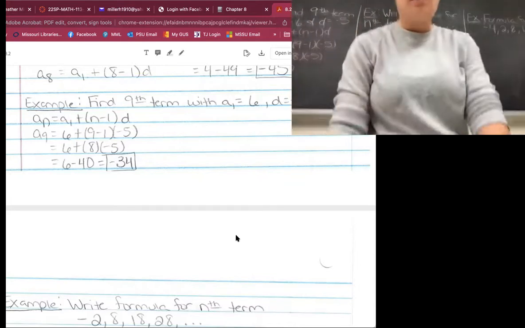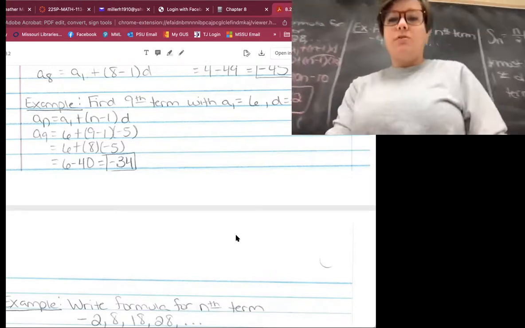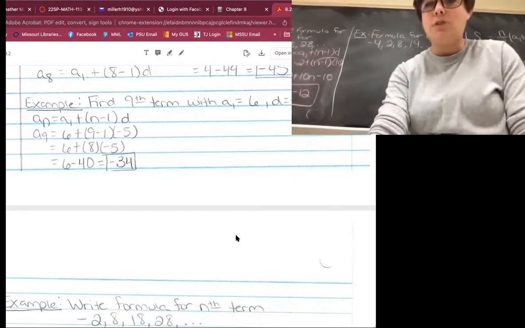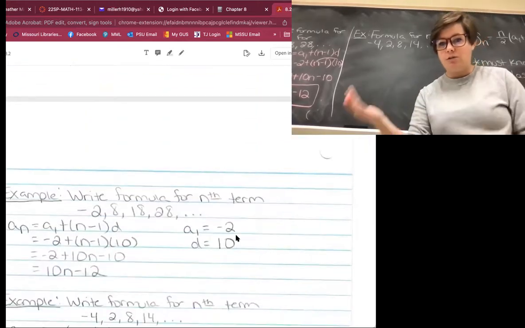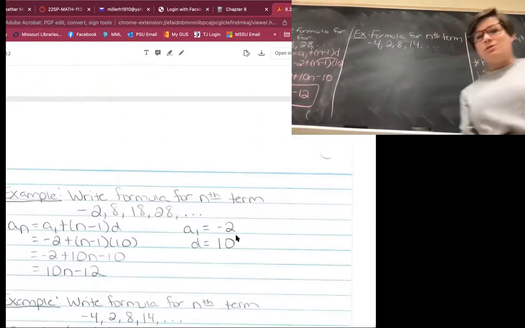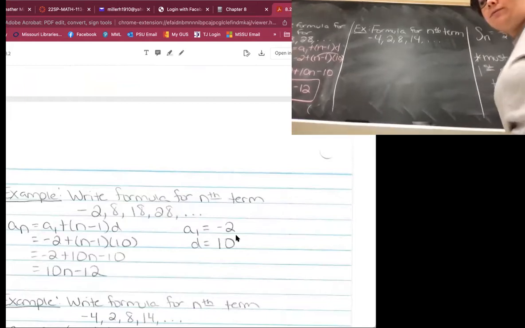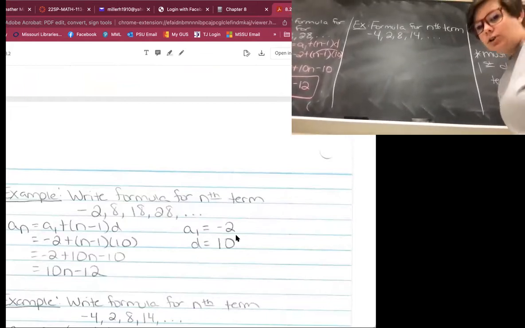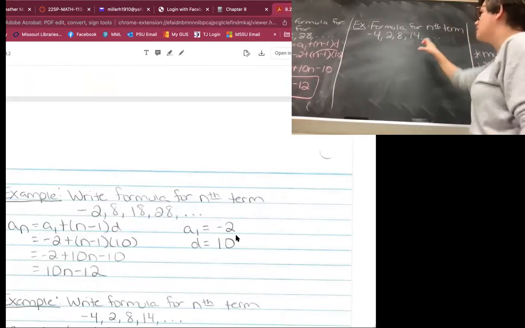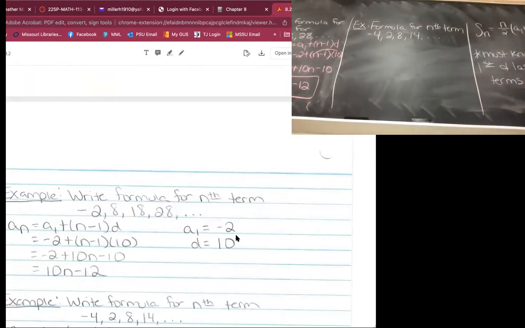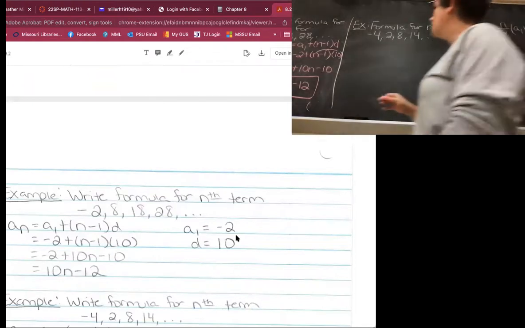We're going to do another example of that because this is a little bit different than just plugging it in and trying to come up with a specific term. Here we're finding the very general form in order to find all the terms that they may have ever asked us for. So again, I scrolled up on the notes so that you could see it on your screen, but it's also right here. We're going to find the formula for the nth term for -4, 2, 8, 14, and so on and so forth.